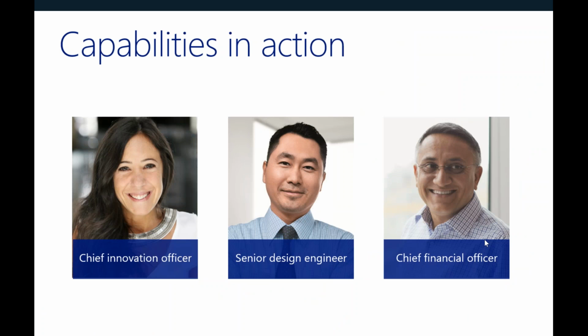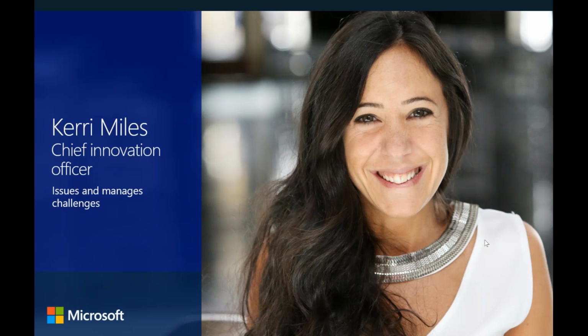This demo is going to feature our Chief Innovation Officer at a manufacturing company who's going to identify a strategic business challenge. Then she is going to have a design engineer who responds to her challenge with an idea. And then finally, the Chief Financial Officer will approve the budget and turn the idea into an opportunity. This is just one example of how connected innovative capabilities can apply to areas of business focus. So with that, let's start off with Carrie Miles.